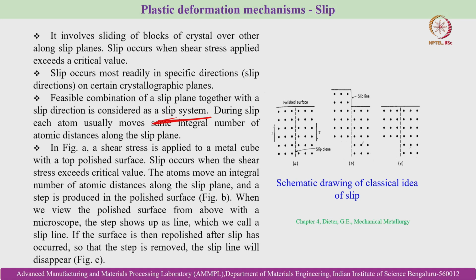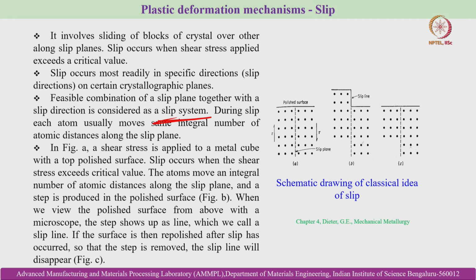When we view the polished surface from above with a microscope, the step shows up as a line, which we call a slip line. If the surface is then repolished after slip has occurred, that slip line will be gone and the step is removed. So, the slip line will disappear. This is the classical idea of slip that is shown over here.